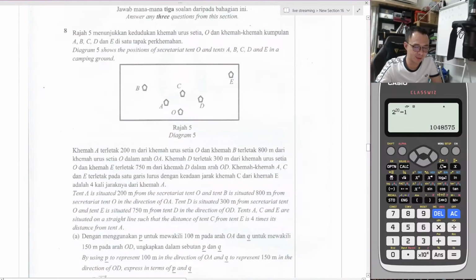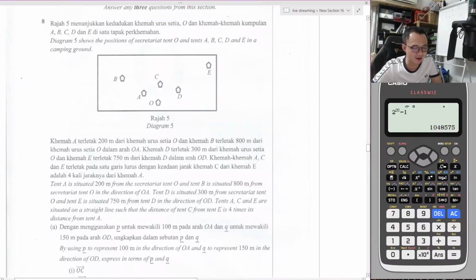All right, so we have some diagram. Diagram 5 shows the position of the Secretariat 10O and 10ABCDE in the camping ground. So the 10A is situated 200 from the Secretariat 10O. So this one here to here is about 200.